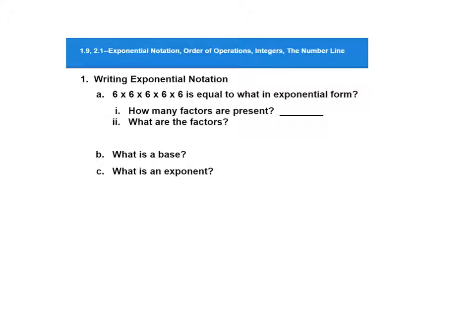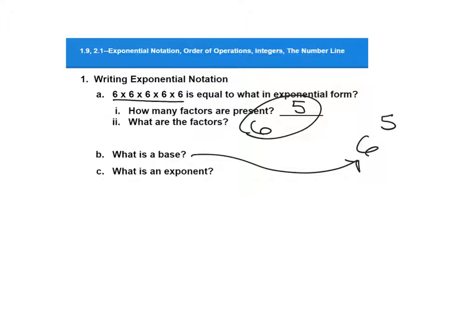So remember, anytime we see a number of factors like we see here, 1, 2, 3, 4, 5, I see 6's being multiplied together. So how many factors are present? Well, there's 5 of them. What are the factors? The factors are 6. So notice it almost sets up like an exponential notation. You've got 6 as the base, 5 as an exponent. And so the base is 6 and the exponent is 5.